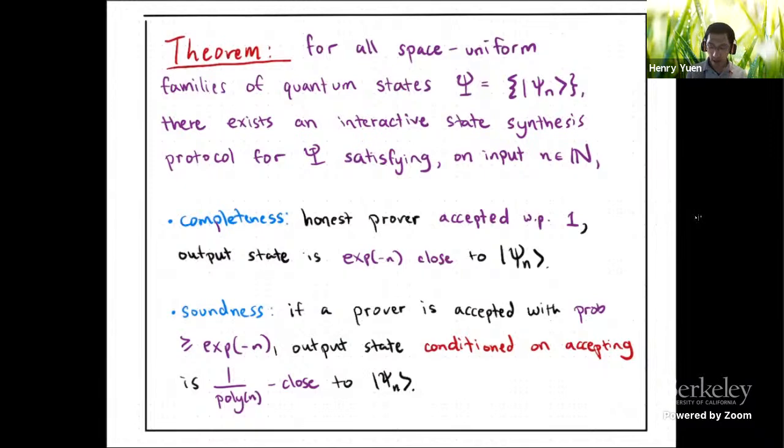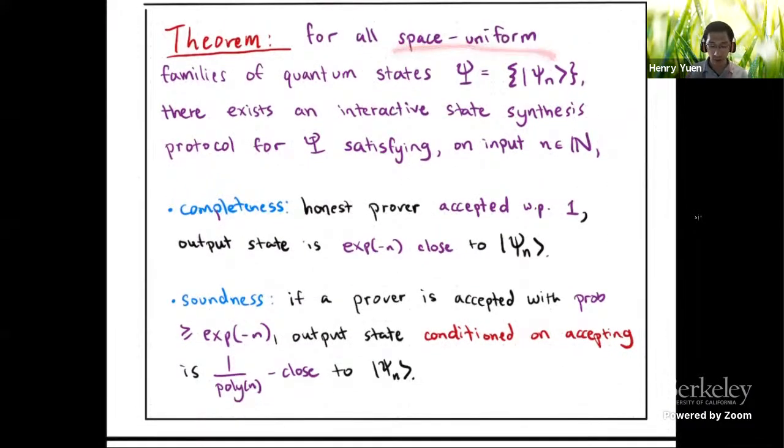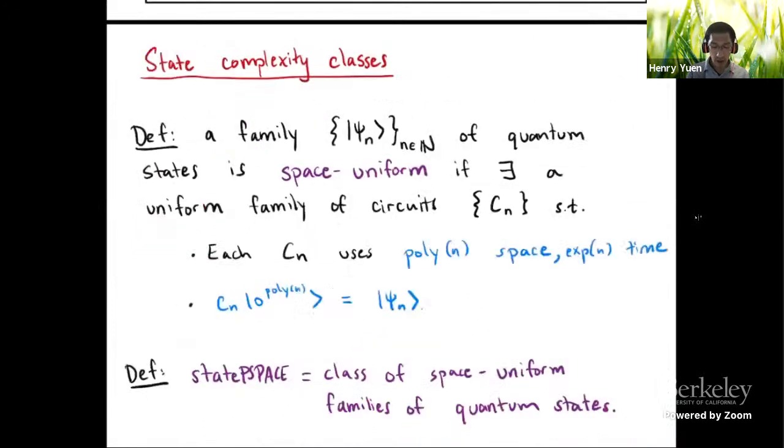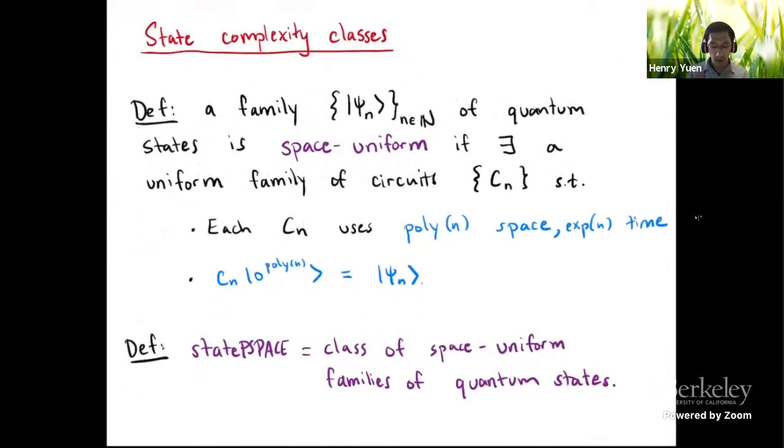Okay, so actually, I should probably explain what I meant by space uniform. You probably can guess, but let me explain that. So let's talk a little bit about state complexity classes. A family of quantum states, so you have a sequence of states, psi1, psi2, and so on. We say that it's space uniform if there's a uniform family of quantum circuits, Cn, and these circuits can be exponentially large, but they are restricted to using polynomial space. And each of these states in the family can be constructed from the circuit applied to the all zero state. So that's what I mean by space uniform.